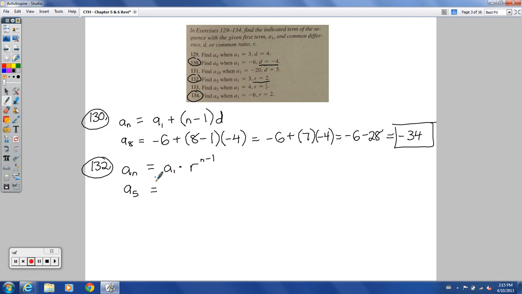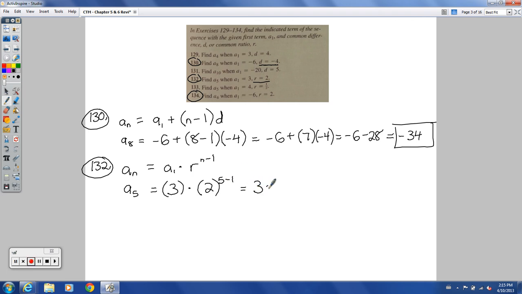So a sub 5, first term is 3, plug that in. I usually use parentheses when I plug stuff in, especially if I'm plugging in negative numbers. That way I know to multiply instead of subtract. And then the ratio here is 2, so I'll plug that in right there as a 2. N is 5, it's my fifth term, so I plug in 5. That is 5 minus 1.